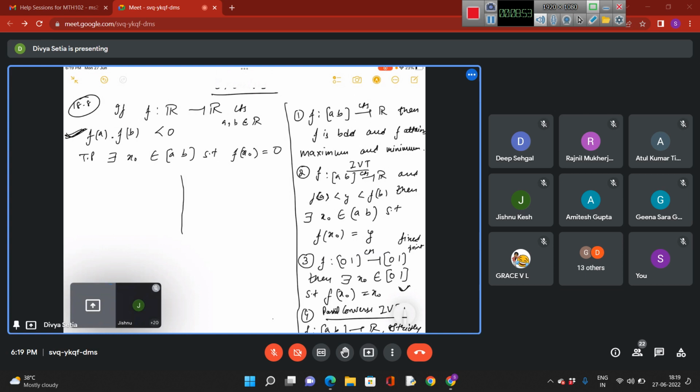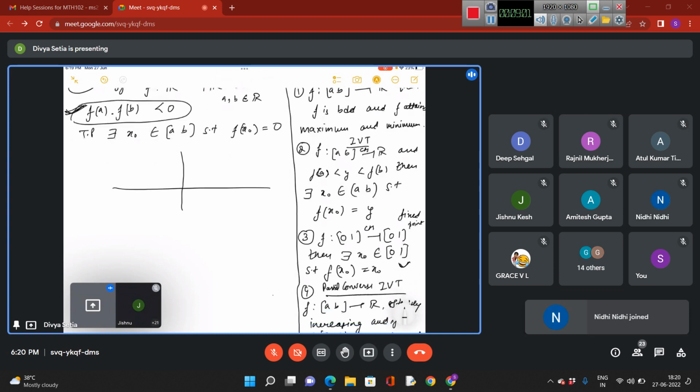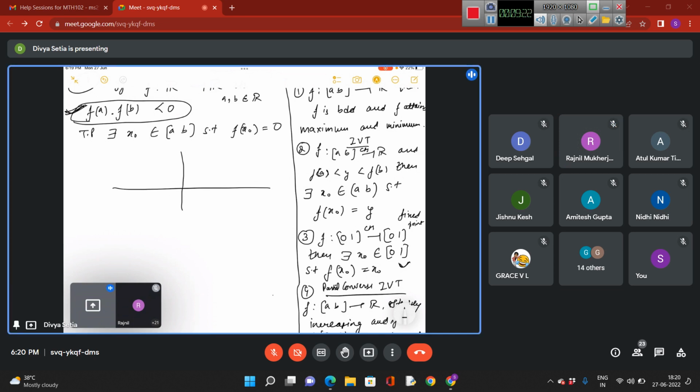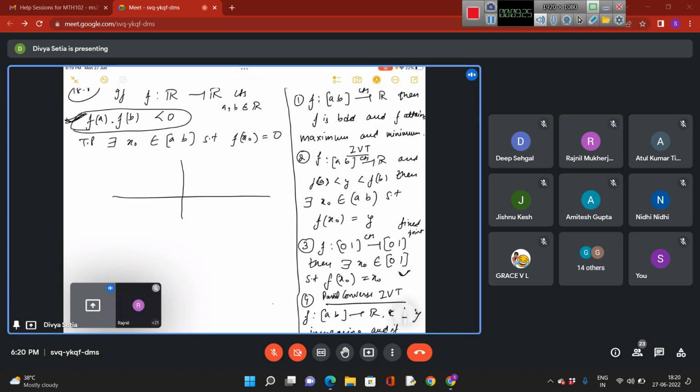That means, suppose this is your continuous function. So first of all, what does this condition mean? That f of A times f of B is less than 0. This means that if the product of two real numbers is negative, what does that mean? That one of them has to be positive and one of them has to be negative.